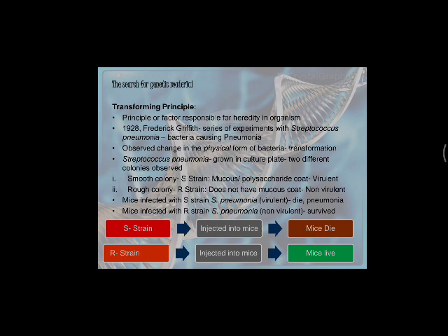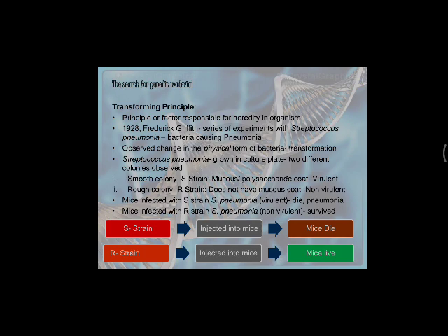He observed two different colonies, one smooth colony and another rough colony. The smooth colony is the S strain, which has a mucus polysaccharide coat and is virulent, causing pneumonia. The rough colony is the R strain, which does not have a mucus coat and is non-virulent, so it does not cause pneumonia. This was the main difference.